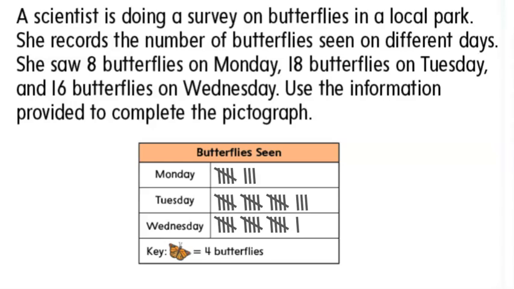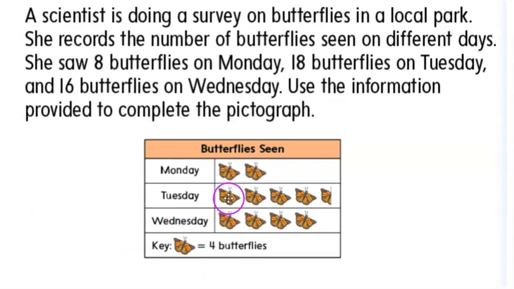So if I take a look at the key, it says that 1 picture of a butterfly would equal 4 butterflies. So for Monday, we have 8 butterflies. Let's count by 4 until we get to 8. So we have 4, 8. That means that I would have to have 2 butterflies for Monday.